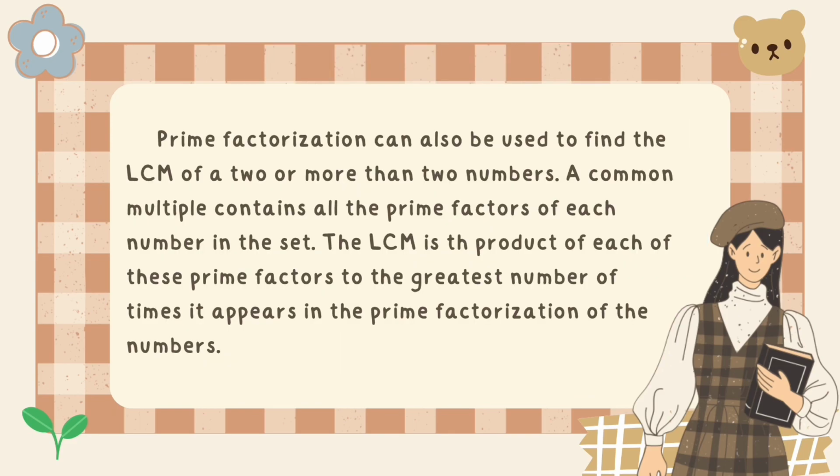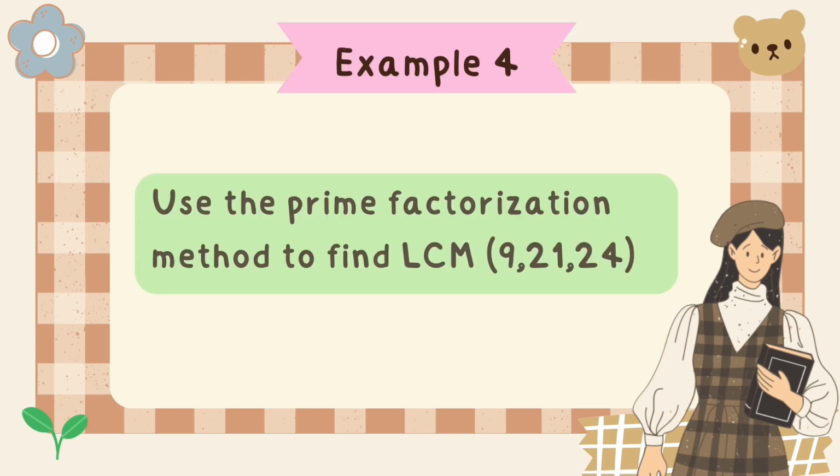Prime factorization can also be used to find the LCM of a set of two or more numbers. A common multiple contains all prime factors of each number in the set. The LCM is the product of each of these prime factors to the greatest number of times it appears in the prime factorization of the numbers. Example 4. Use the prime factorization method to find LCM(9, 21, and 24).